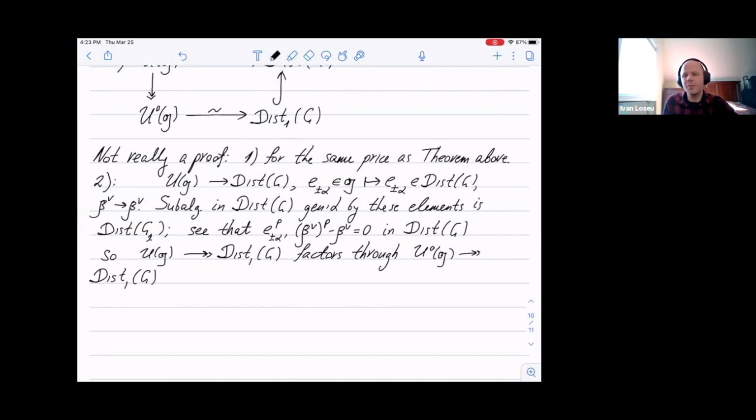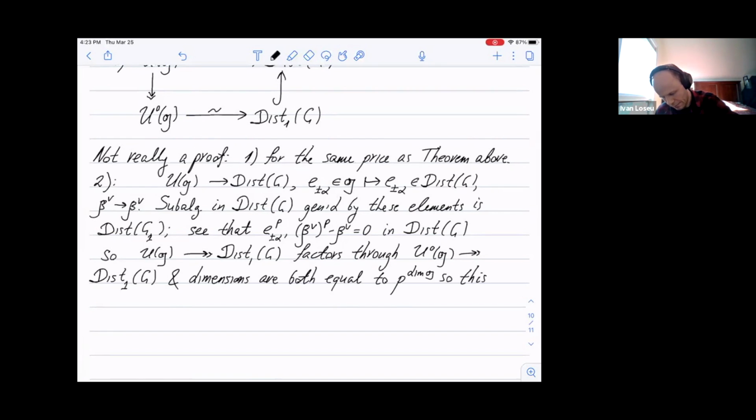And you can say, for example, that on basis elements it is the identity, or you can say that the dimensions are the same. Well, let me say the latter. So the dimensions are both equal to p to the dimension of g. So this surjection is actually an isomorphism. And this finishes the proof.